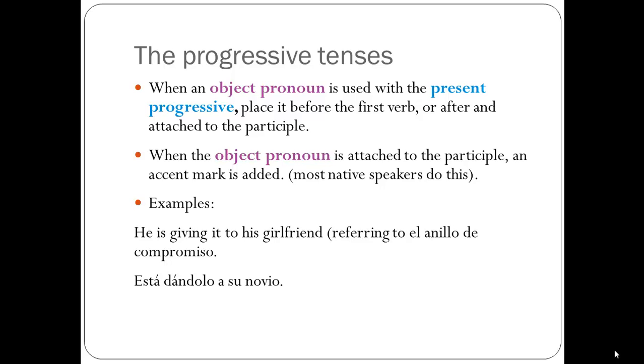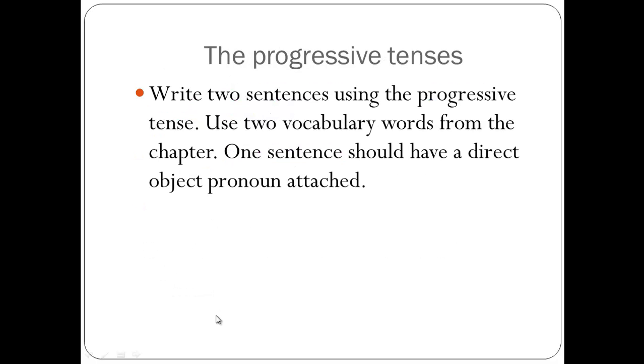So in Spanish, it would be está dándolo a su novio. She is giving it to her novio. And the participle, right here is the participle. Right here is the direct object pronoun. It's attached to the participle right here. I can put it before, but like I said, most Spanish speakers attach it to the participle.